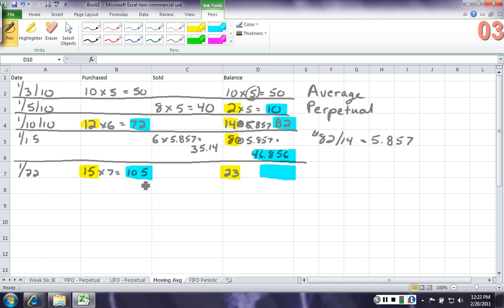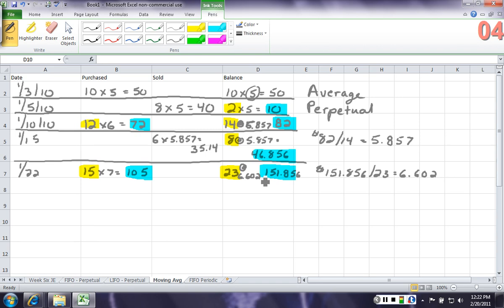$46.856 plus 105 is $151.856. So $151.856 divided by 23 equals what? 6.602. These are the numbers that I gave you on the Lions and Tigers problem for the average, isn't it?